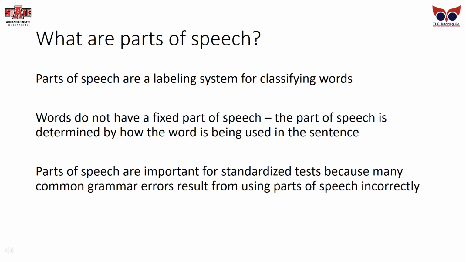What are parts of speech? Parts of speech are a labeling system for classifying words. Words do not have a fixed part of speech. The part of speech is determined by how a word is being used in the sentence. Parts of speech are important for standardized tests because many common grammar errors result from using parts of speech incorrectly.